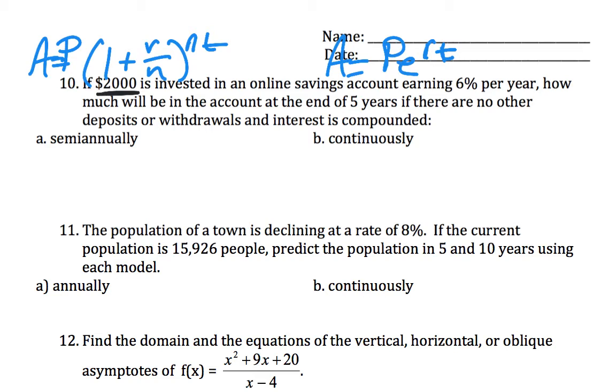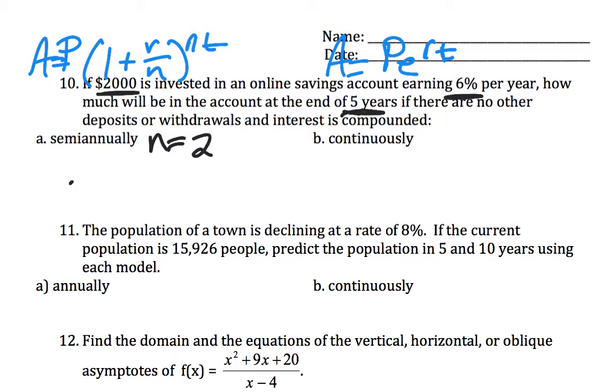So if you have $2,000 and you invested in an online savings account earning 6% per year, how much will be in the account at the end of 5 years if there's no other deposits or withdrawals and the interest is compounded, first of all, semi-annually? So knowing that, what is n going to be? n is going to be 2.